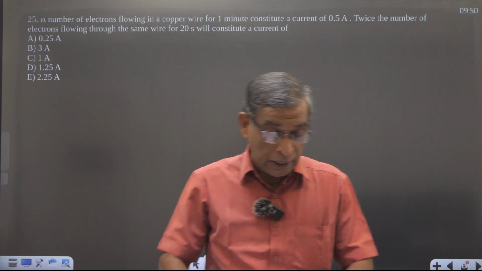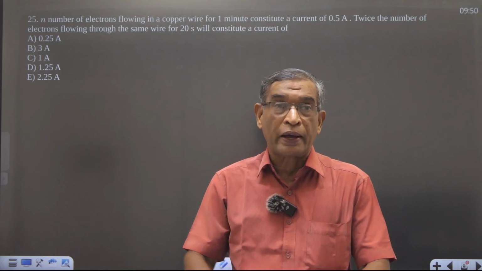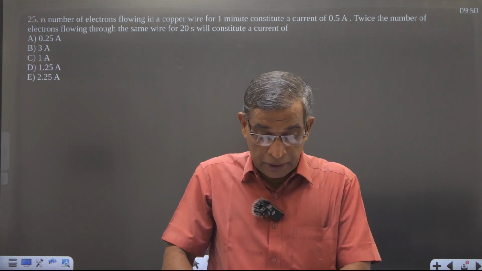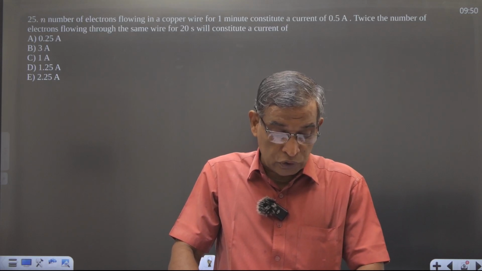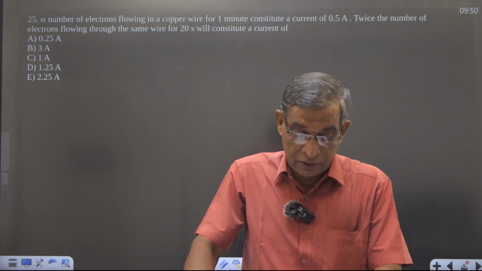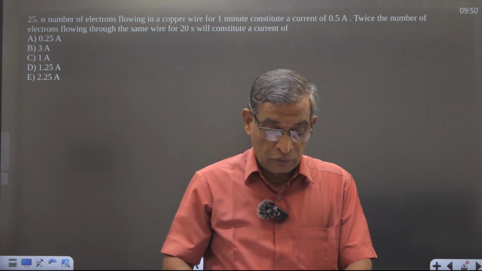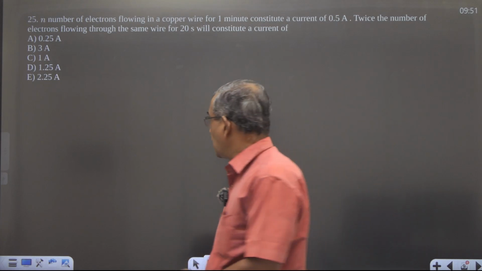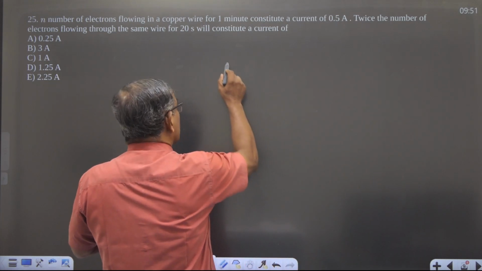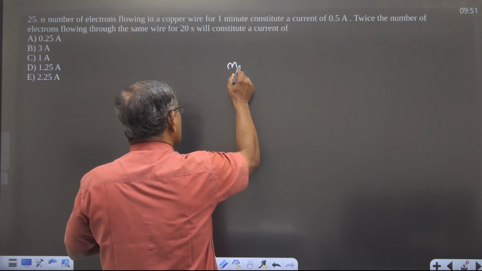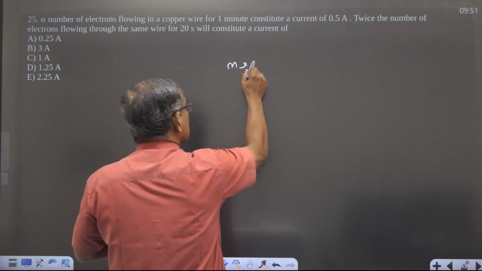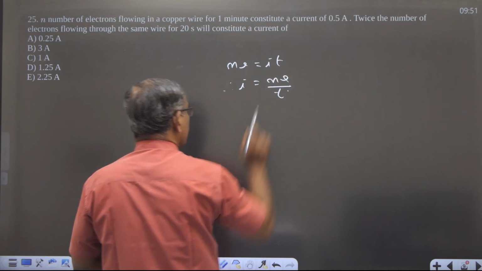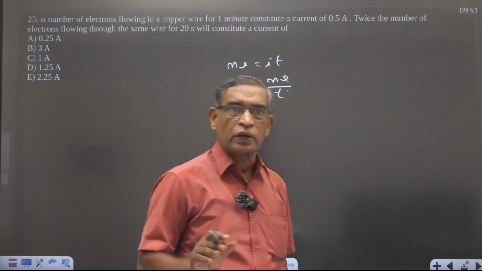N number of electrons flowing in a copper wire for 1 minute constitute a current of 0.5 ampere. Twice the number of electrons flowing through the same wire for 20 seconds will constitute a current of? Now current is charge flowing per second, the basic definition. And charge Q is equal to N into E, where N is the number of electrons and E is the electronic charge. Therefore, current I is equal to charge by time. This is the basic formula we are applying.